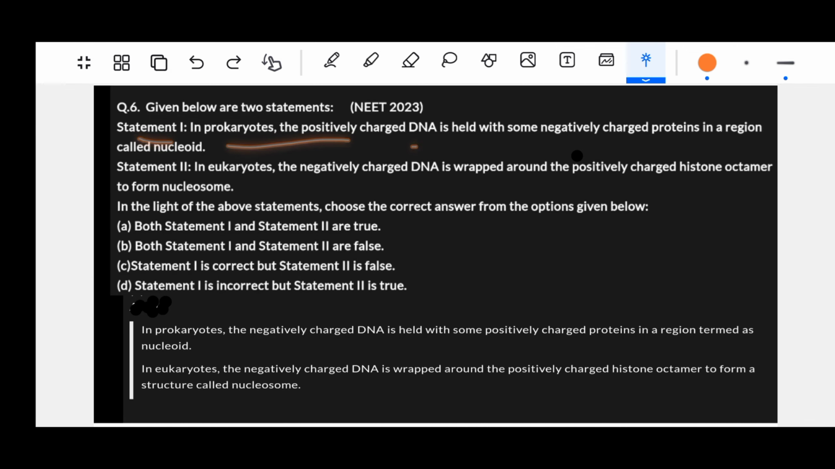Statement 1. In prokaryotes, the positively charged DNA is held with some negatively charged proteins in a region called the nucleoid. Statement 2. In eukaryotes, the negatively charged DNA is wrapped around the positively charged histone octamer to form nucleosome. In prokaryotes, the negatively charged DNA is held with some positively charged protein in a region termed as nucleoid. Statement 1 is incorrect. In eukaryotes, the negatively charged DNA is wrapped around the positively charged histone octamer to form a structure called the nucleosome. Statement 2 is true. Option D, statement 1 is incorrect, but statement 2 is true, is the right answer.